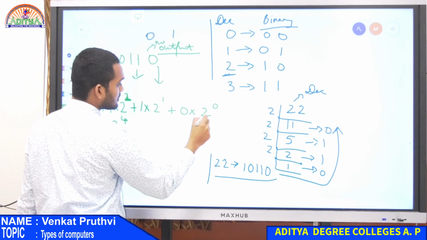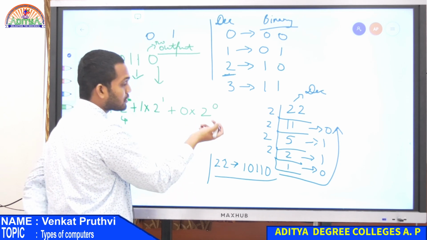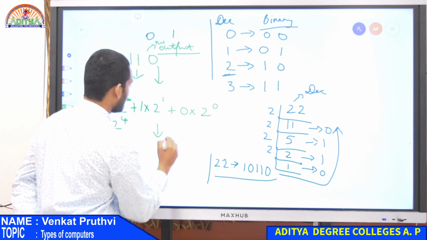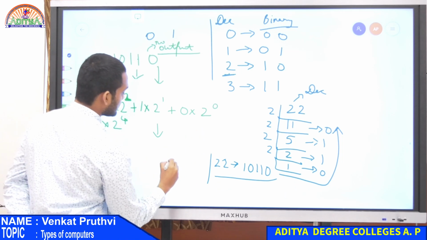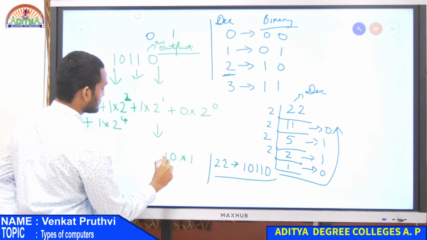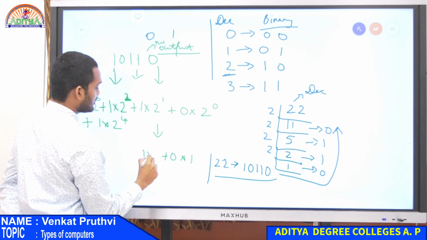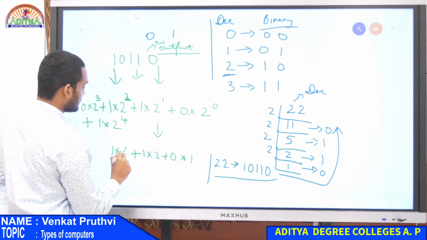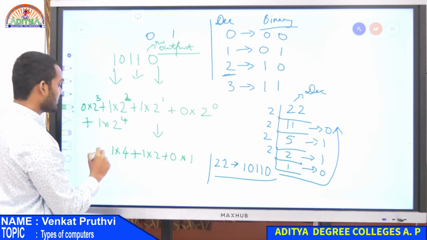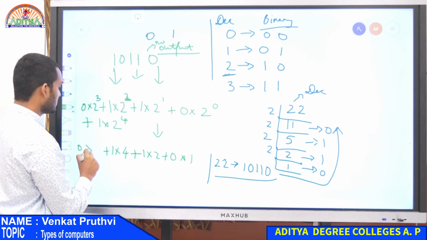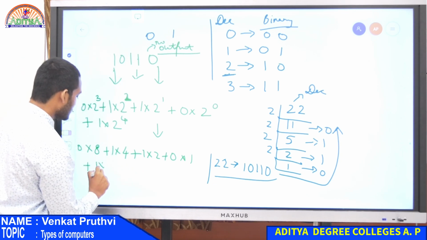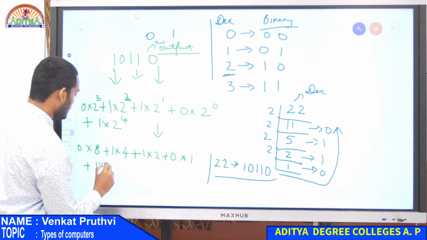Now if you add it, any number to the power 0 is 1, so this will be 0 into 1, plus 1 into 2, plus 1 into 4. 2 power 2 is 4, right? Then 0 into 2 power 3 is 8. Then we have 1 into 2 power 4, which is 16.